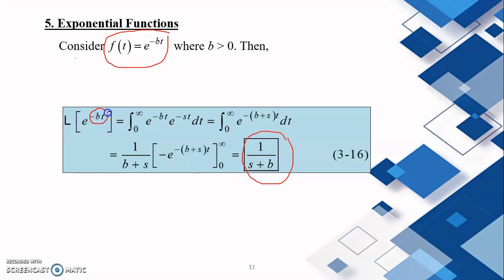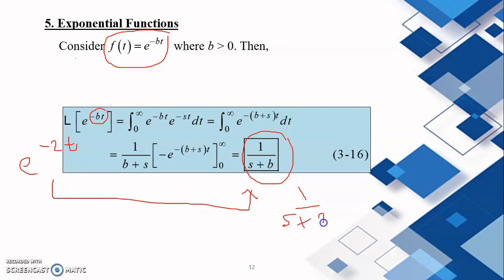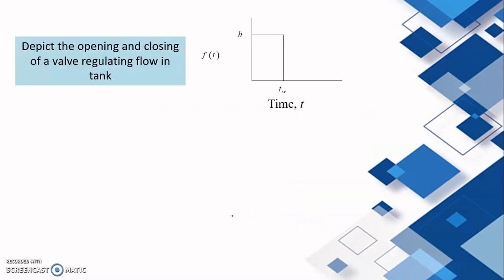Like this one, for example. If you have exponent of negative 2t, then the Laplace expression is 1 over s plus 2. This is just an example. So that means b is the constant in front of t in the function. All right, so that one is for the exponential.